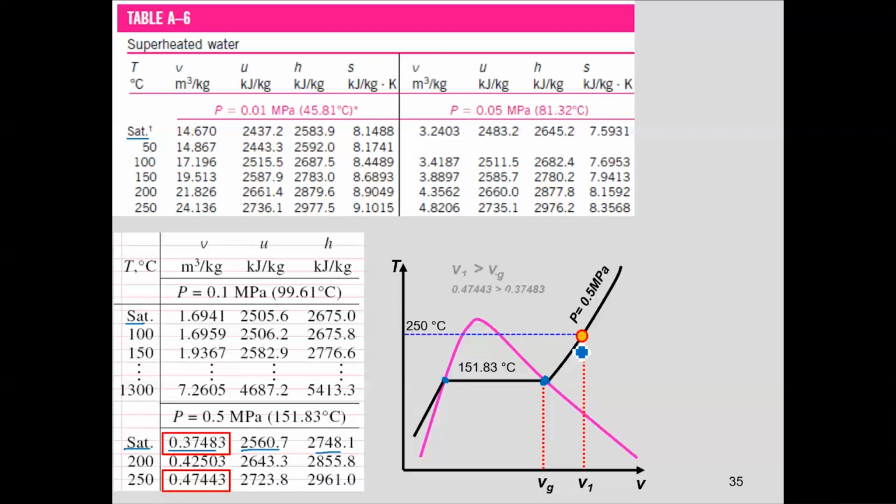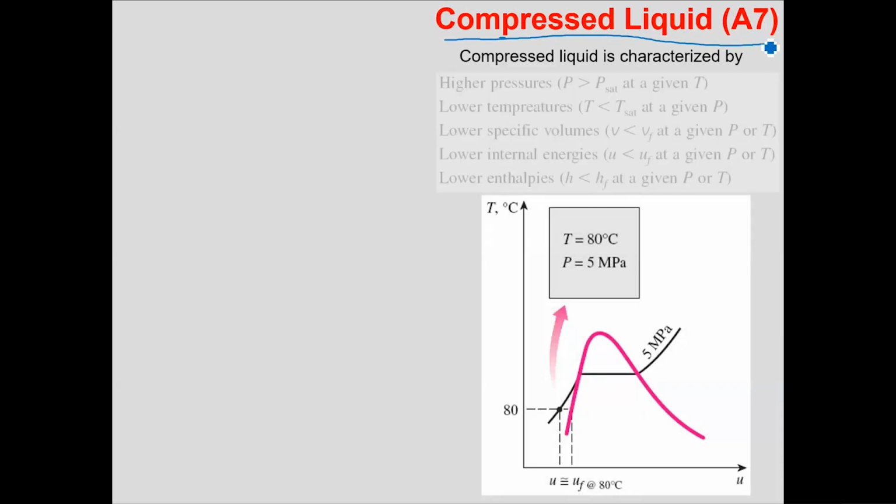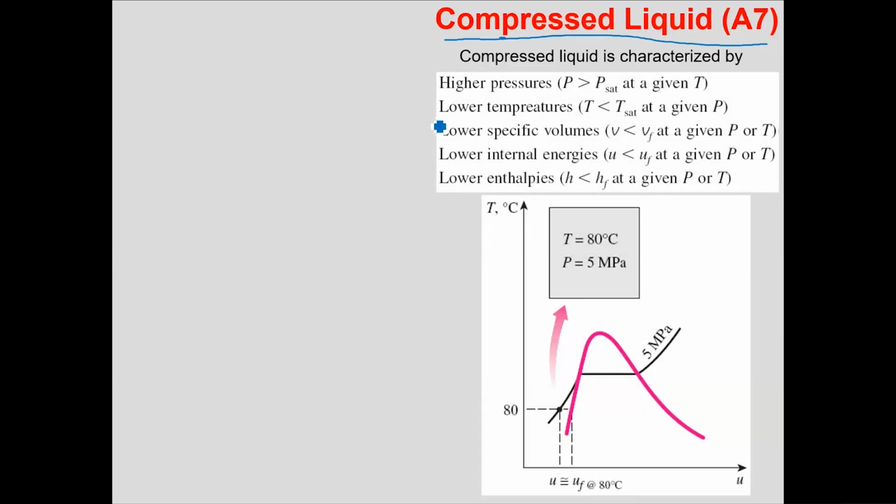Moving on to compressed liquid table A7. Again, you have to identify the region for yourself. How would you identify? There are certain conditions, the same conditions. These three conditions are known to you: enthalpy should be less than saturated liquid enthalpy, internal energy less than saturated liquid internal energy, specific volume less than saturated liquid specific volume. Similarly, temperature would be less than T saturated for a given pressure, and pressure would be greater than P saturation for a given temperature.